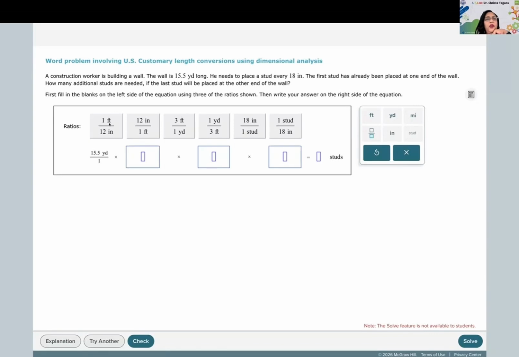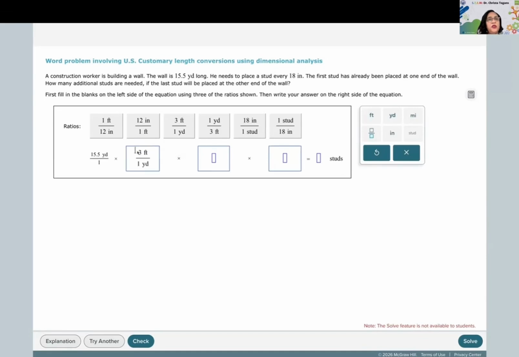There are 3 feet in 1 yard, so I need this one. I need yards to be in the denominator, so it needs to be this one. And then I need to go from feet to inches, so feet needs to be in the denominator. I have yards, and then feet, and then feet, and then inches. So what could I possibly be missing here? Yards cancels, feet cancels. We're ending with studs.